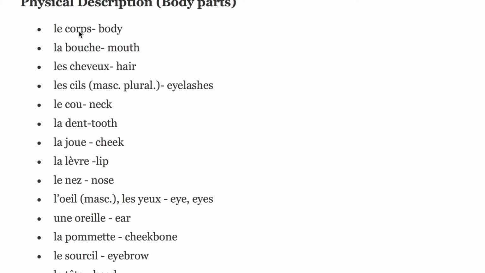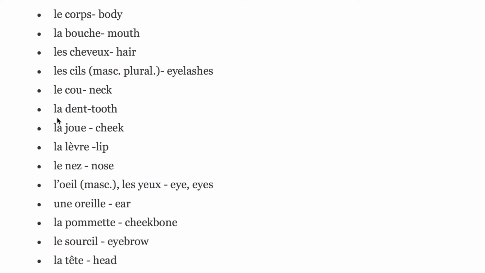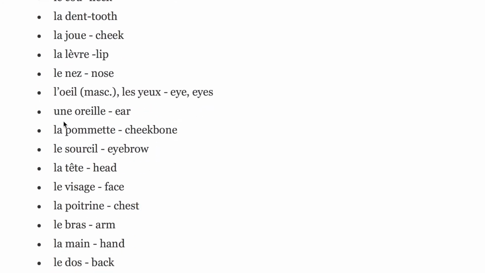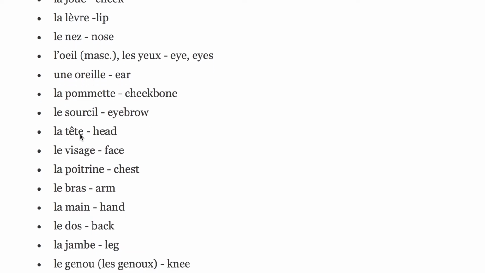Le corps, body. La bouche, mouth. Les cheveux, hair. Les cils, it's masculine and it's plural. Eyelashes. Le cou, neck. La dent, tooth. La joue, cheek. La lèvre, lip. Le nez, nose. L'œil, masculine. Les yeux, that's the plural form. Eyes. Une oreille, ear. La pommette, cheekbone. Le sourcil, eyebrow.